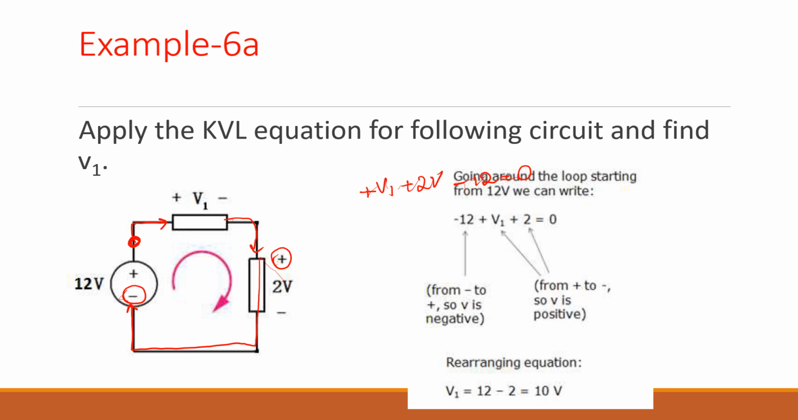They're asking us to find this V1. So we have an equation. V1 plus 2 minus 12 equals 0. So V1 minus 10 equals 0. So V1 should be 10 volts. So we can find the V1.